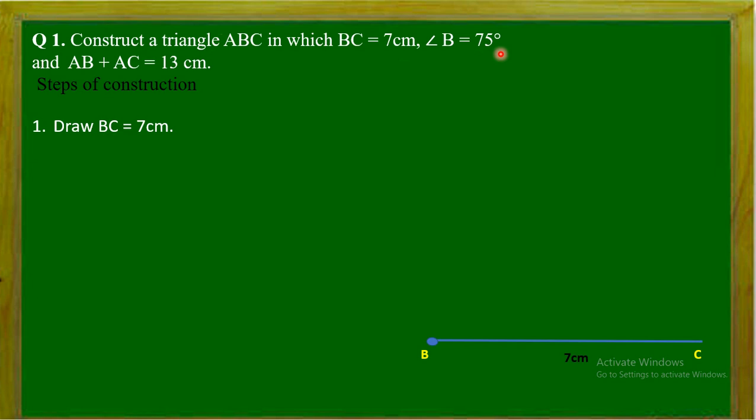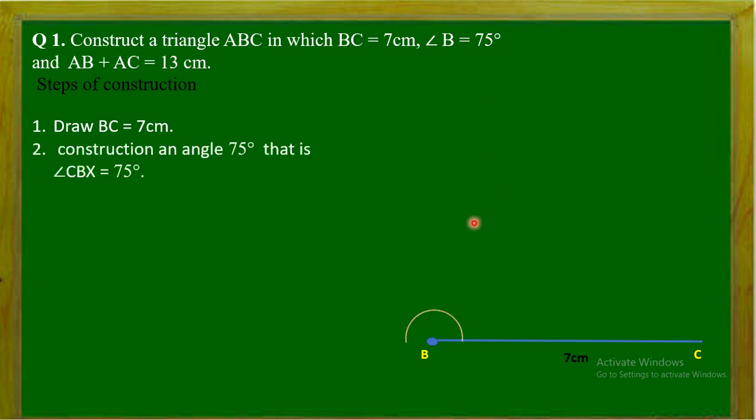For constructing the angle of 75 degree by using the compass, we have to construct the angle of 90 degree, and between the 90 degree and 60 degree angle we have to bisect it, so we get the 15 degree. So 60 plus 15 we get 75 degree. So let us understand how to construct this.